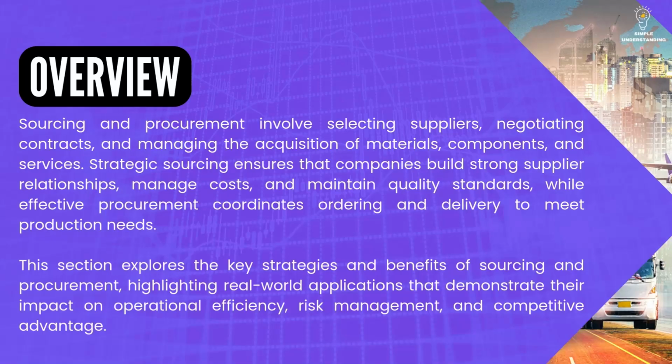Each point includes explanations, real-world examples, and insights into the importance of sourcing and procurement in achieving efficient and sustainable operations. Overview: sourcing and procurement involves selecting suppliers, negotiating contracts, and managing the acquisition of materials, components, and services. Strategic sourcing ensures that companies build strong supplier relationships, manage costs, and maintain quality standards, while effective procurement coordinates ordering and delivery to meet production needs. This section explores the key strategies and benefits of sourcing and procurement, highlighting real-world applications that demonstrate their impact on operational efficiency, risk management, and competitive advantage.